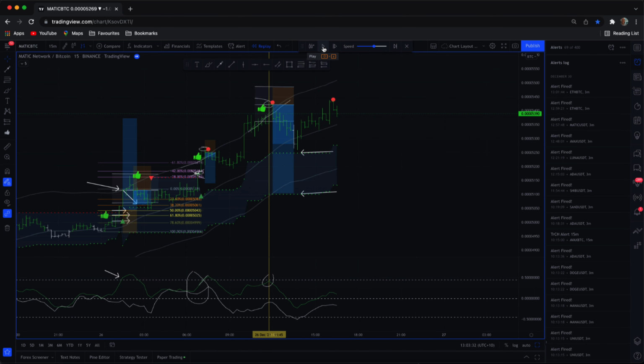Okay, hold it there. Is this a trade or not? There's our signal. We don't have the confluence. We don't have it. So no go.